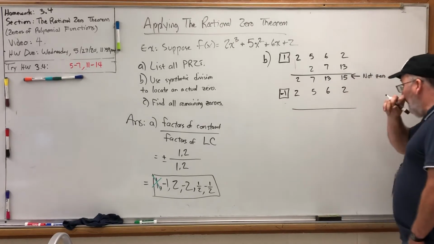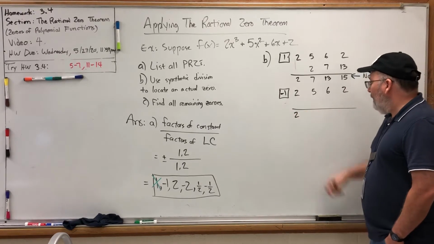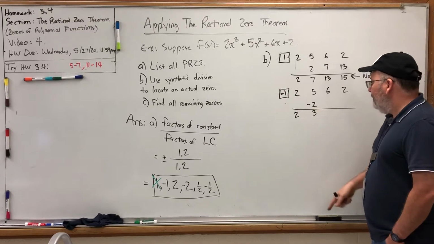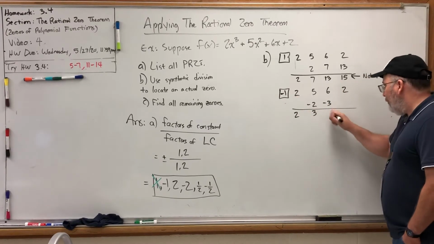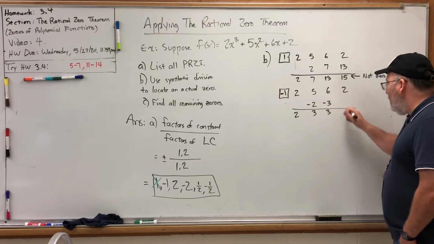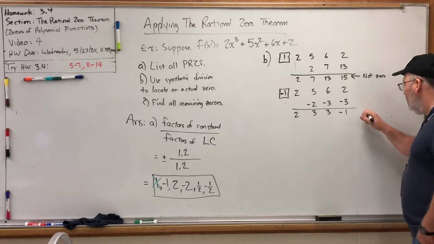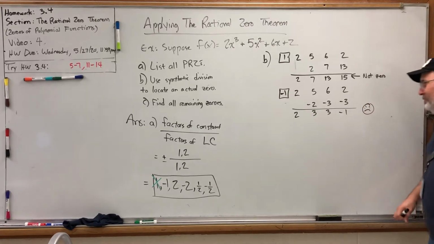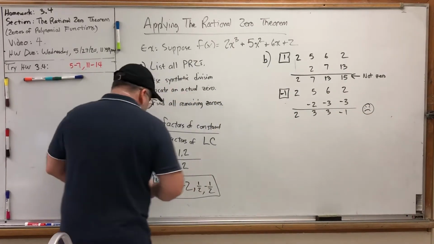Let's try -1. All right, add to get 2, multiply by the box number to get -2. Add to get 3, multiply by the box number to get -3. Add to get 3, multiply by the box number to get -3. Oh, so close. Add to get -1. But this is not 0 either, and this is starting to get a little angering because I just did a synthetic division problem, and the only thing it lets me do is cross out this number that didn't work.